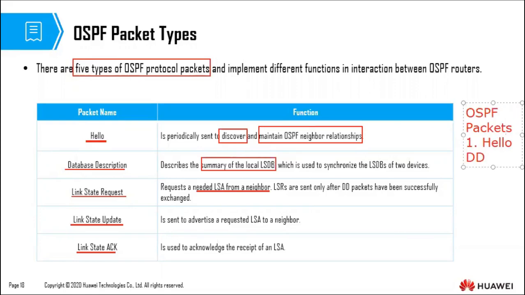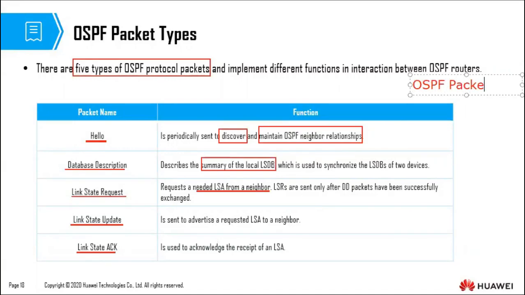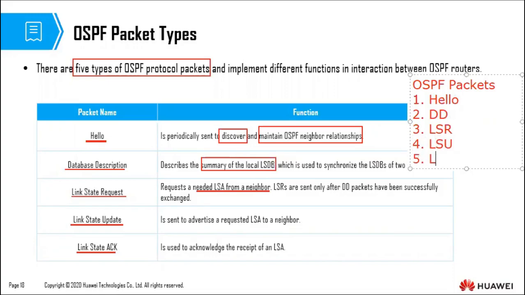OSPF packets. There are 5. So we have hello, we have DD: 1, hello packet, then database description, then we have LSR, then we have LSU. Then this one is normally called LSAC, so not LSA, LSAC. So those are the short forms for those particular packets.